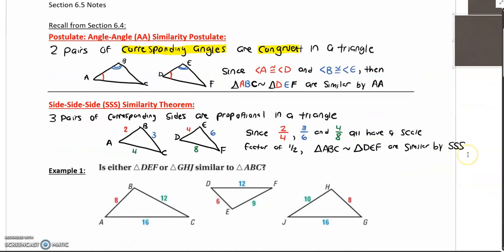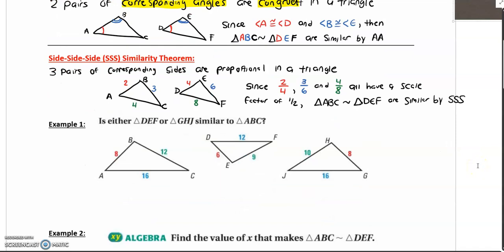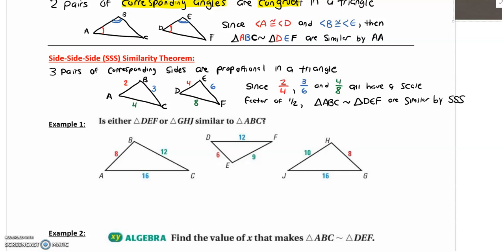So what does the side-side-side similarity theorem say? Well, here it says three pairs of corresponding sides. That sounds the same as the congruence one, but here's the different word: the sides are going to be proportional. Remember, that's the definition of similarity. Corresponding sides are proportional, corresponding angles are congruent.